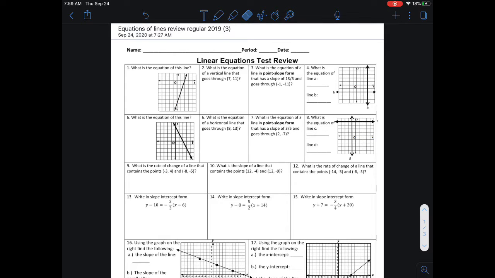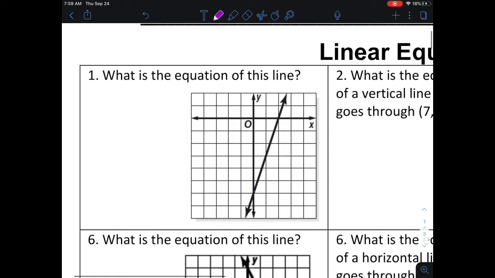Hey guys, this is the linear equations test review. So this is to help you on your test. All right, I'm just going to go through several of these, but not all of them. What is the equation of this line?